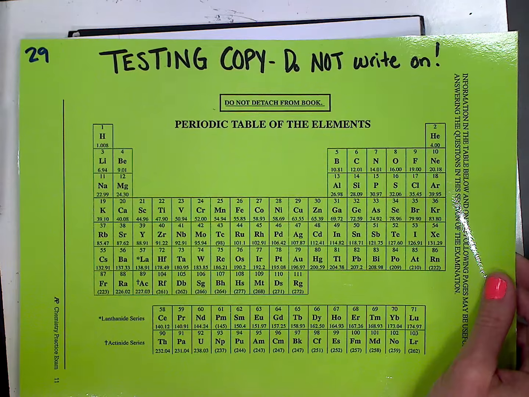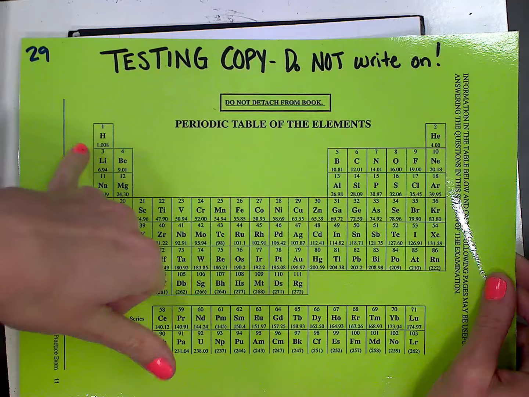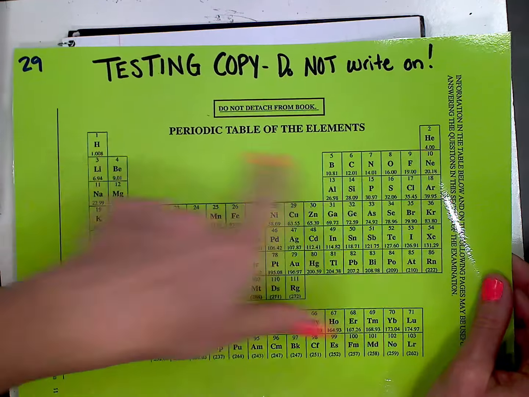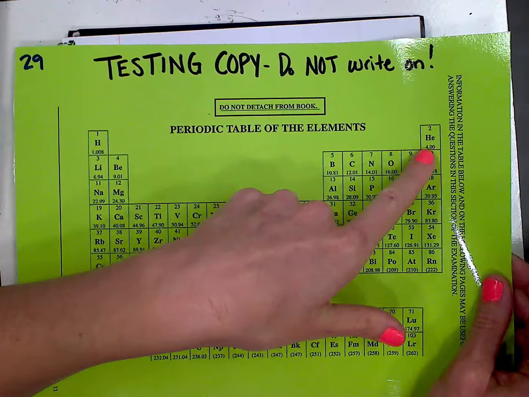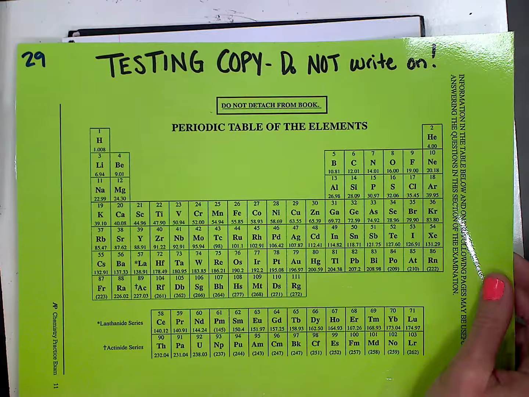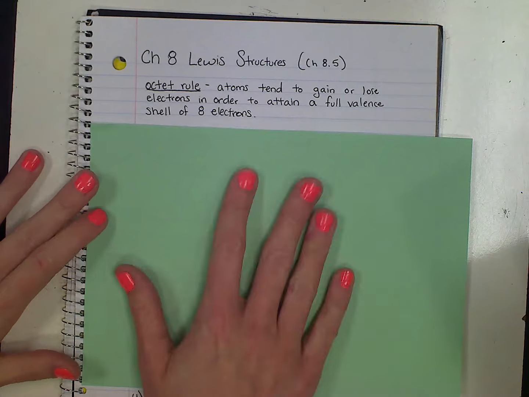The only elements that do not need an octet to be quote-unquote completed are hydrogen and helium, and that's because they're in the first row, and the first row can only hold 2 electrons, so once they've got 2, they're good to go. Okay? So anyway, that's the octet rule, and that's what we follow for doing Lewis structures.